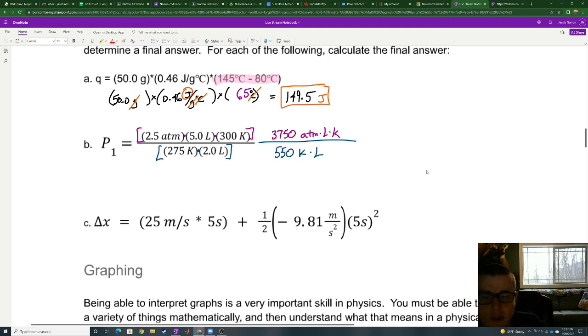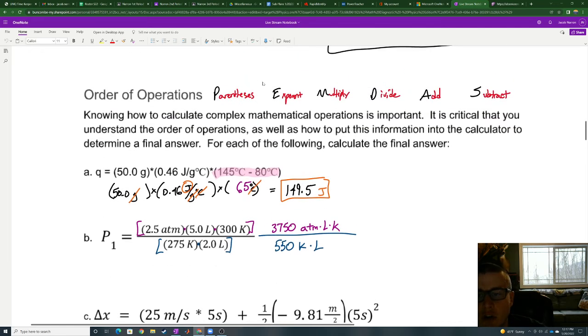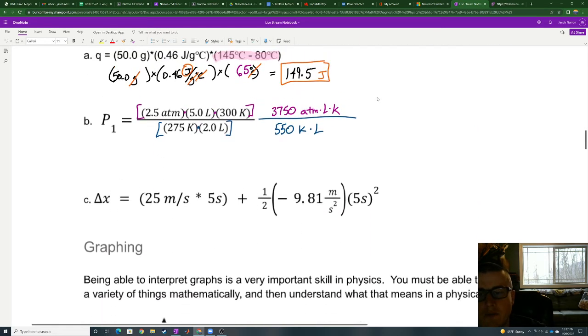And so see, at this point, think about what we did. We did parentheses first because we had all those parentheses in the denominator and numerator. We don't have any exponents. We did our multiplication first, and now we're dividing. So literally in the calculator, I'm just going to do 3750 divided by 550, and I get 6.82.